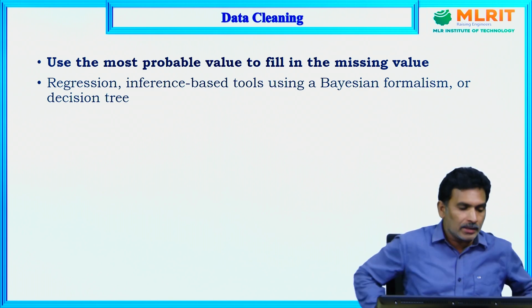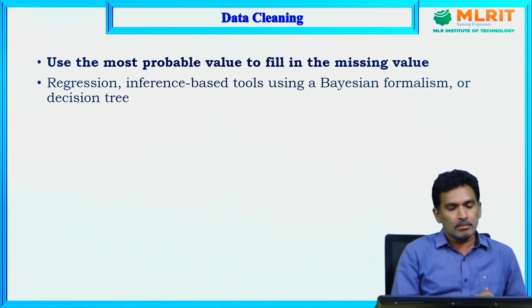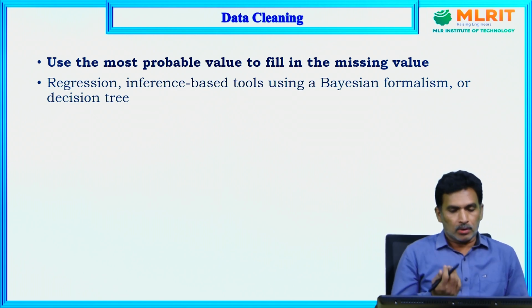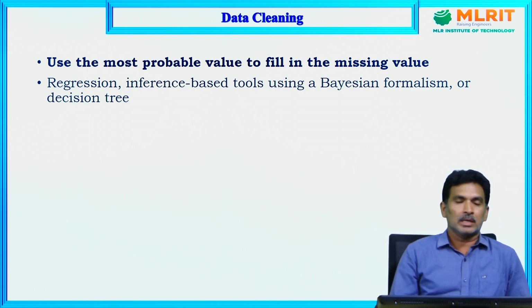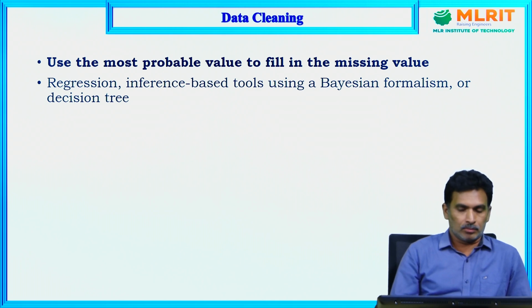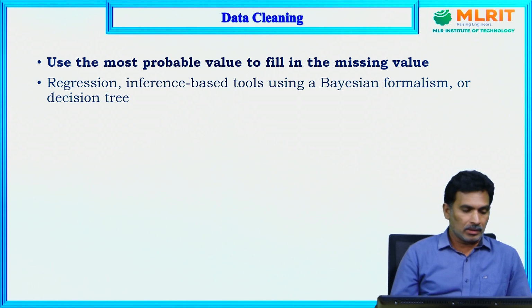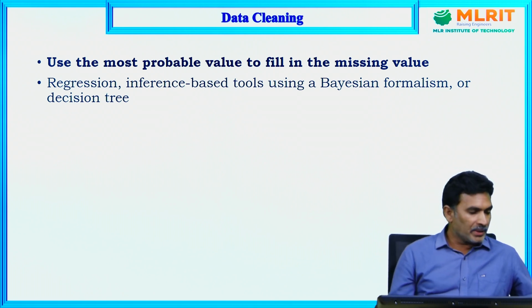And the last approach is using the most probable value to fill in the missing values. So the most frequently appearing value will be used to fill the missing values. Most of the time we use regression or inference based tools, using a Bayesian formalism or Bayesian trees, to impute the missing values by using the last method.